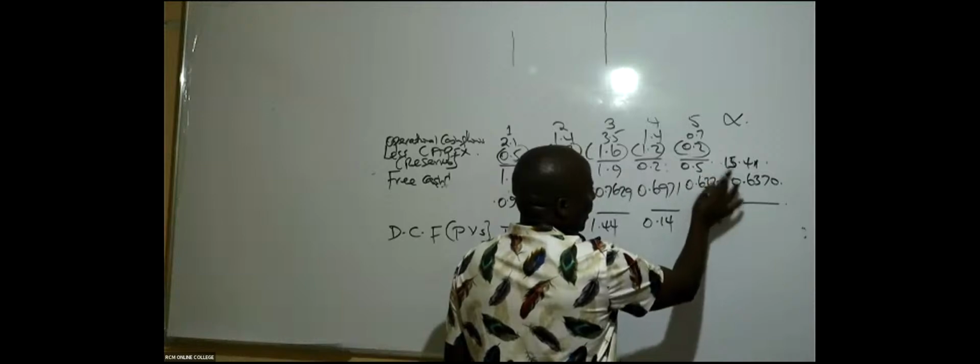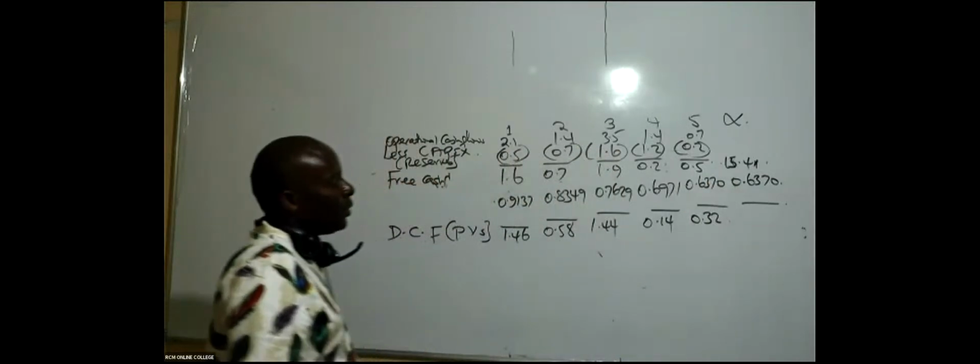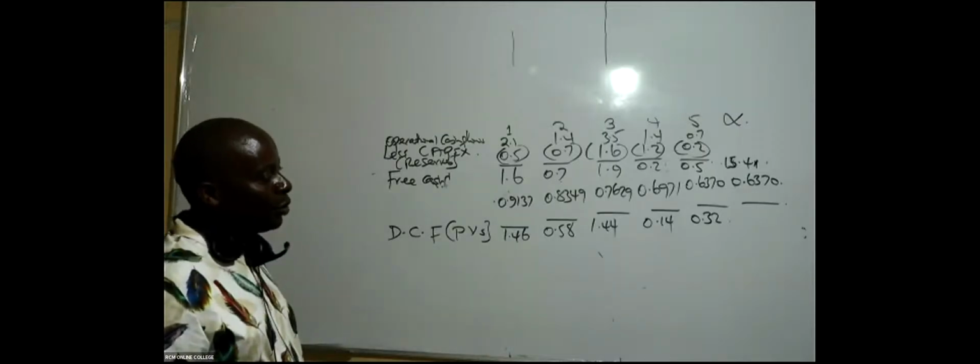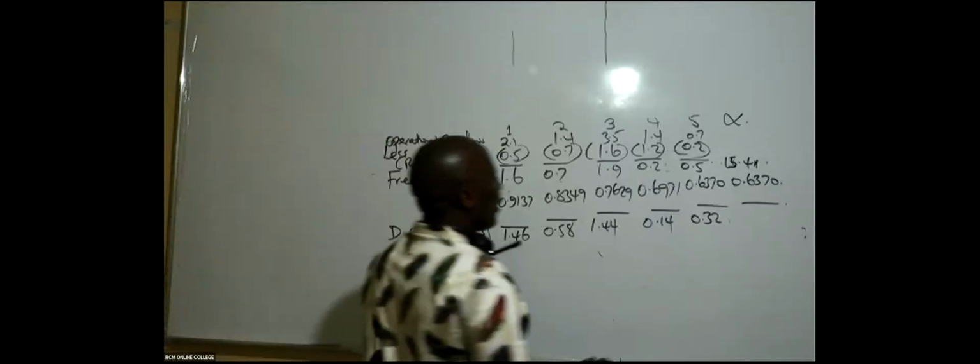And then lastly, we have this and this, which will end up giving us what figure? Lastly, we have 15.41 times 0.6370, which will end up giving us 9.82.